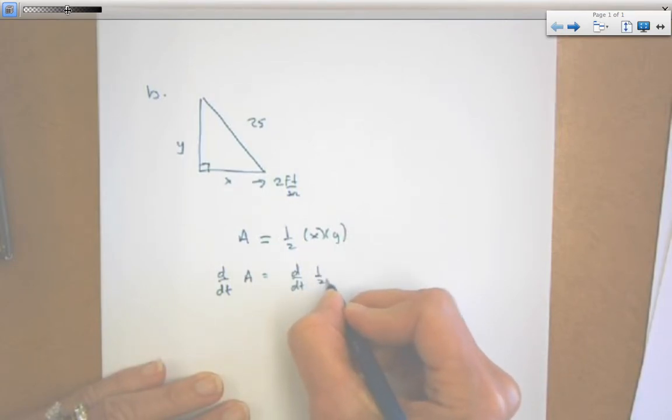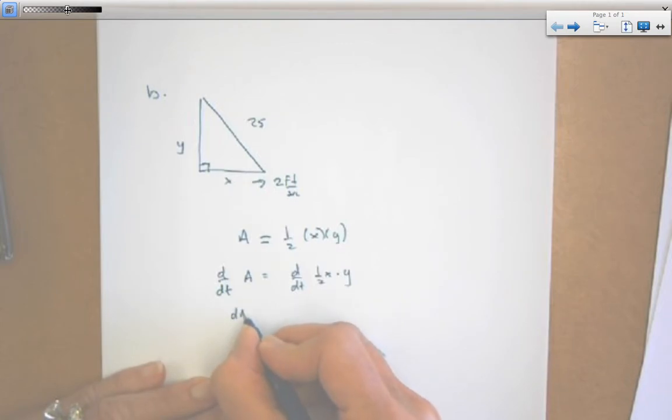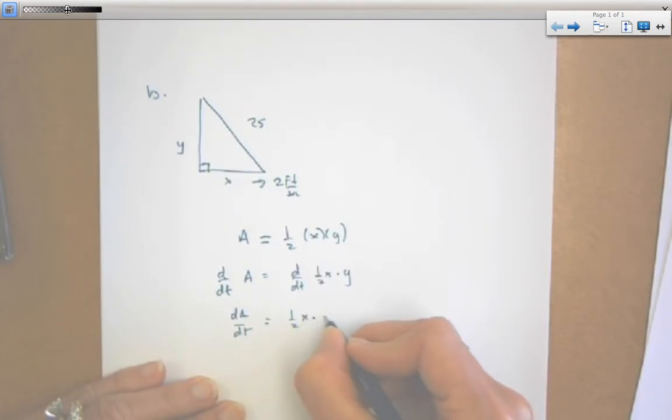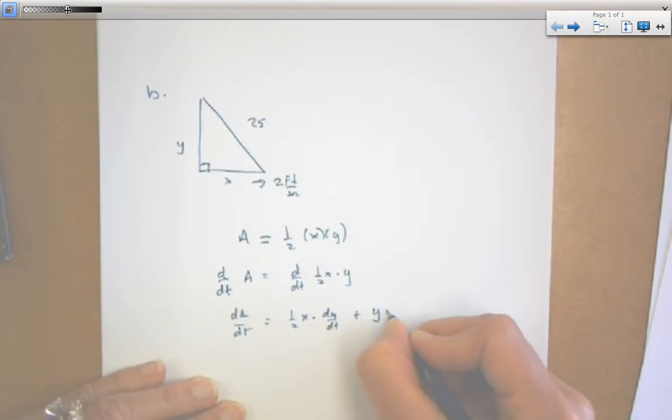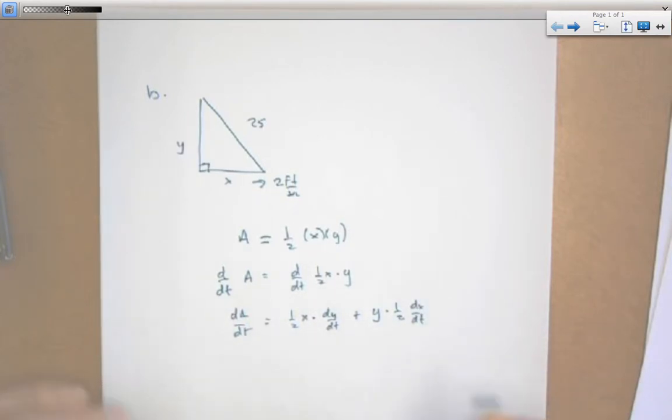of 1/2 x times y. Let's put the 1/2 with the x. All right, so the rate of change of the area with respect to time is the first times the derivative of the second plus the second times the derivative of the first. Okay, and then we want to look at how the area is changing when the base is 7 feet from the wall.